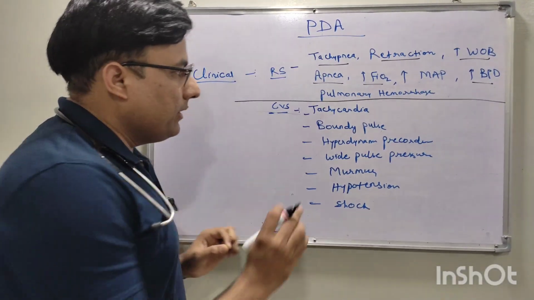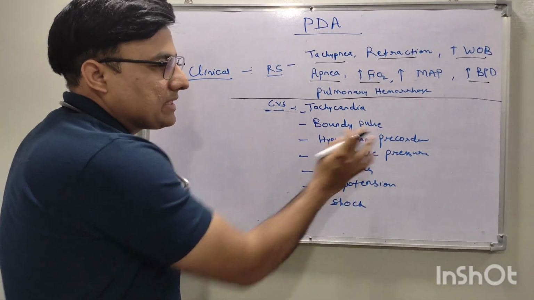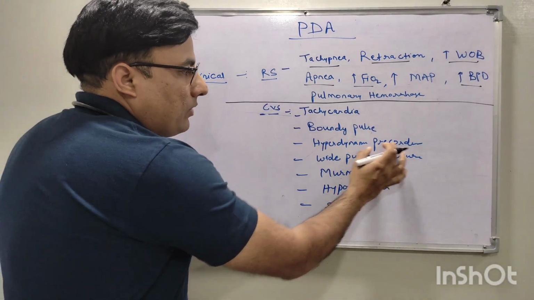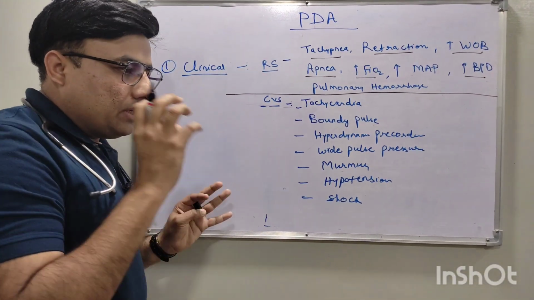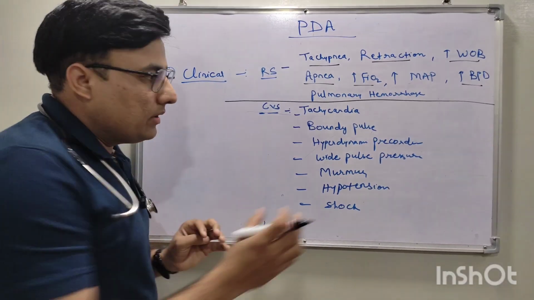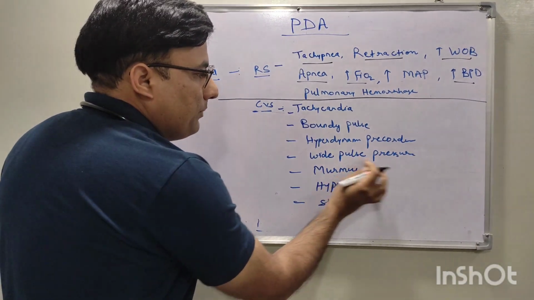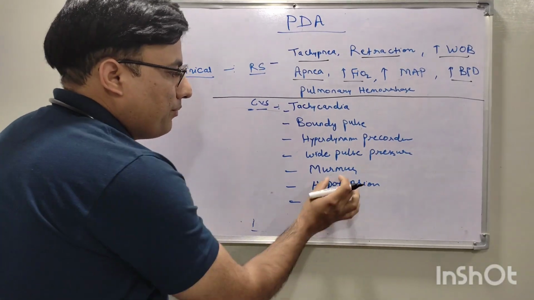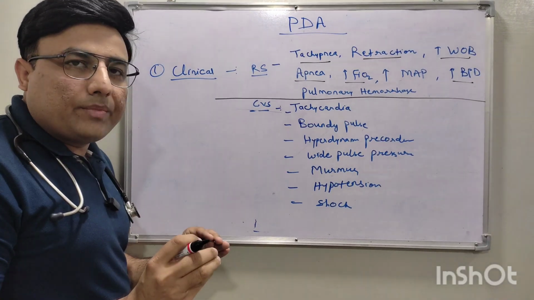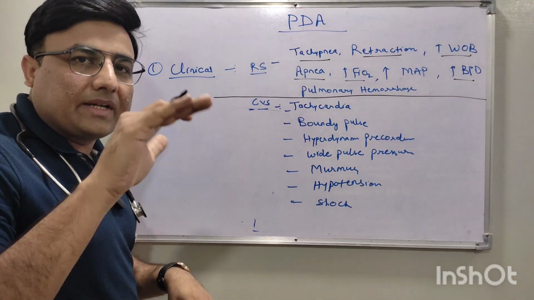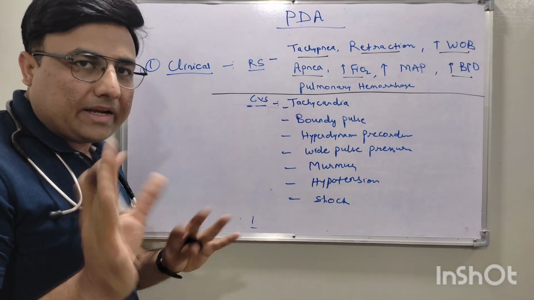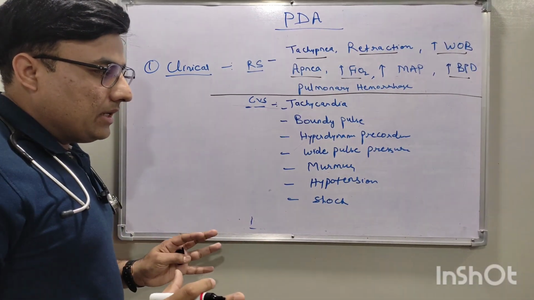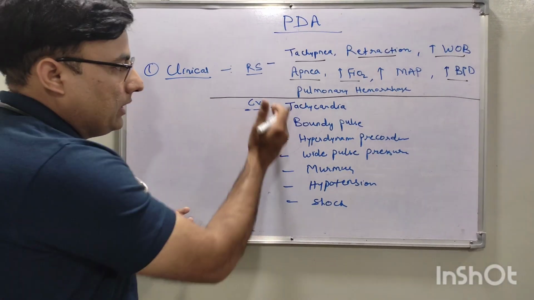Second, we'll see the cardiovascular features of the PDA. Any baby with PDA will have tachycardia and bounding pulses. If we feel the pulses, they will be bounding. The precordium will be hyperdynamic because of left ventricular overload. There will be a wide pulse pressure of more than 25, the systolic minus diastolic difference will be more. A murmur will be there. But in preterm or newborn babies, it can be only a systolic murmur because of increased pulmonary pressures. Continuous murmur is rarely seen. Next, hypotension can be there and shock also can be there because of PDA.